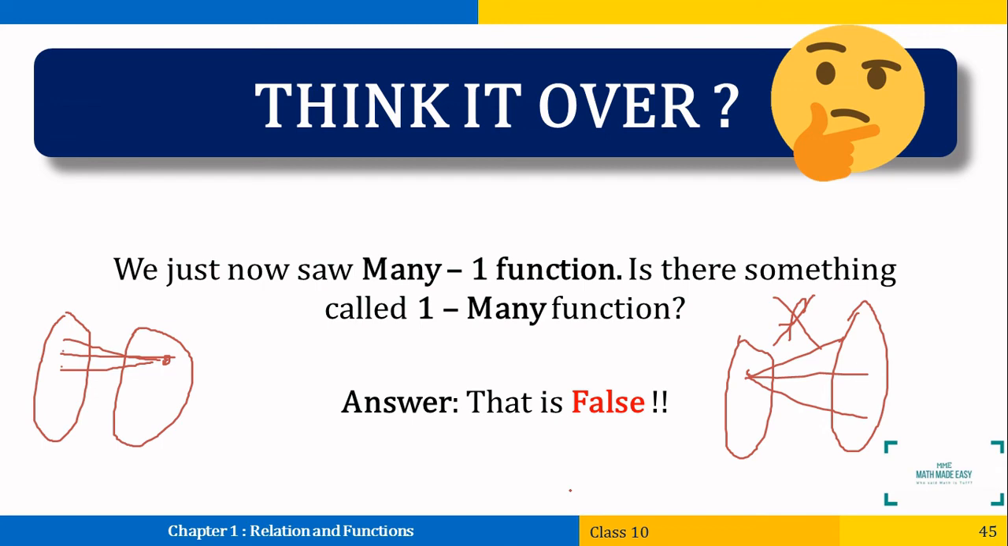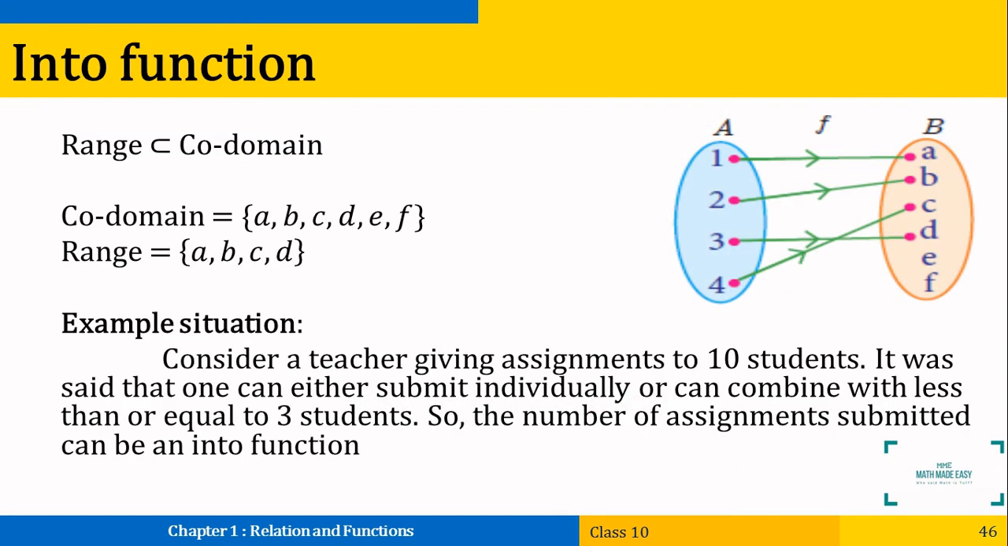Let's look into the into function now. When the range of a particular function is strictly a subset of the codomain, which is a proper subset of the codomain, then it is called an into function. Here the codomain is A, B, C, D, E, F, and the range is A, B, C, D. E and F are not mapped by any elements in the domain, or simply said, E and F have no preimages in the set A, so that this makes an into function.